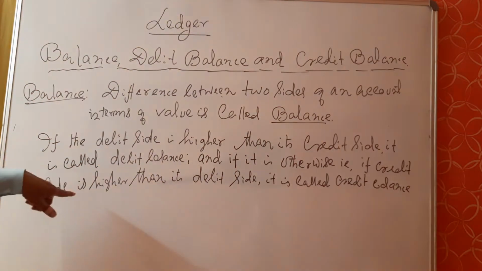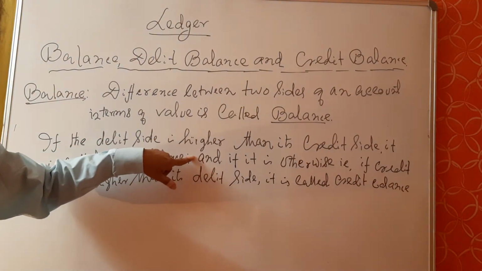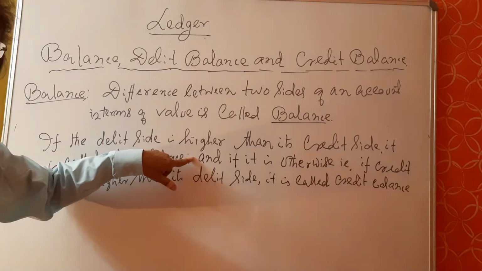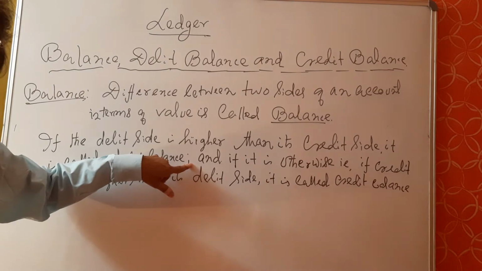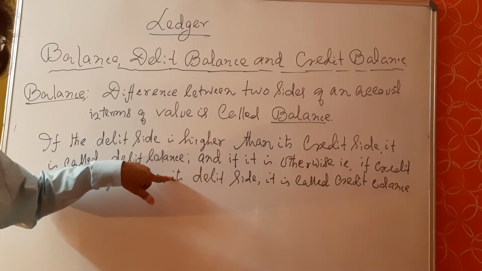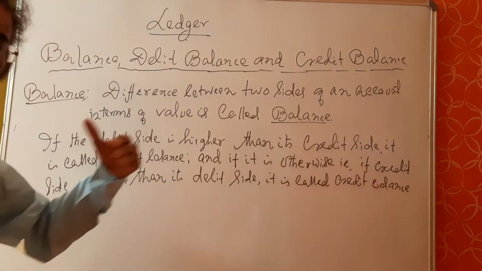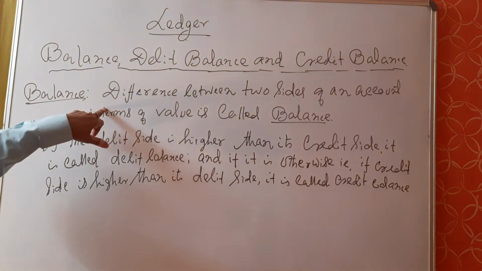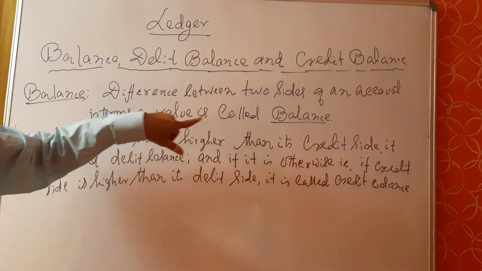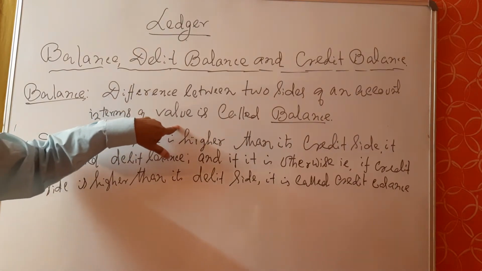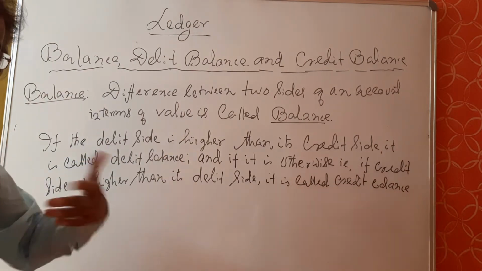So, what is debit balance? If the debit side of an account is higher than its credit side, in terms of value, we call it debit balance. And what is credit balance? If the credit side of an account is higher than its debit in terms of value, we call it credit balance. So I again repeat the definition of balance, which is very important. Difference between two sides of an account in terms of value is called balance. One is debit balance and the other one is credit balance.